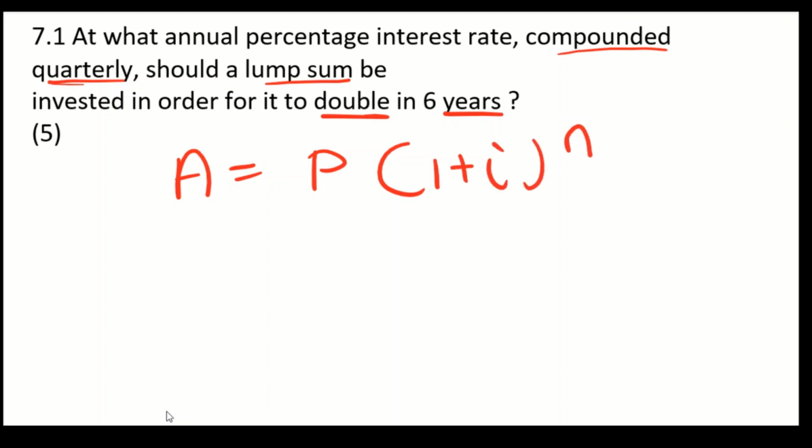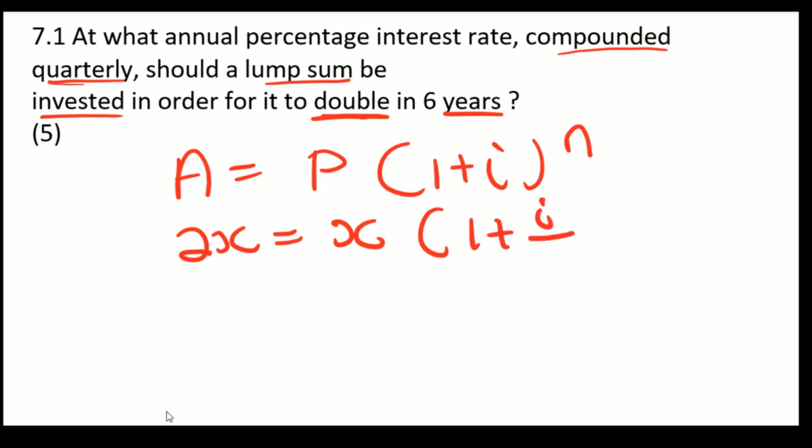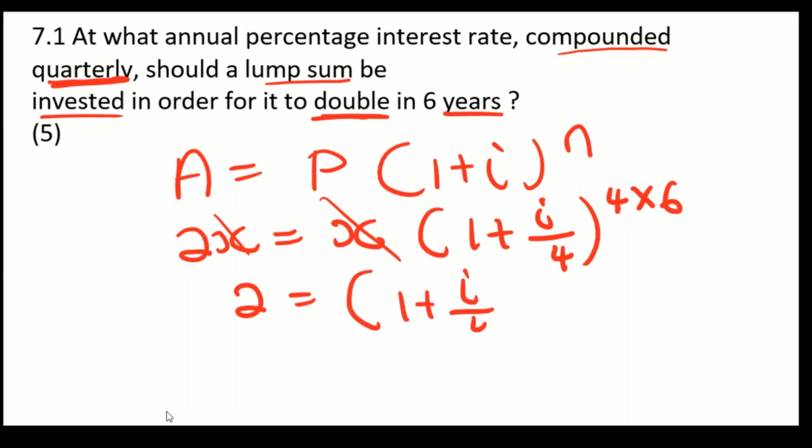So they're talking of doubling of an amount here, right? So they're saying the lump sum is to be doubled, right? So meaning here it's going to be 2x, and then here it's going to be x, and 1 plus the interest rate divided by 4 because it's compounded quarterly to the power of 4 multiplied by the 6 years. And then the x and the x will cancel out. We have 2 is equals to 1 plus I over 4 to the power of 24.